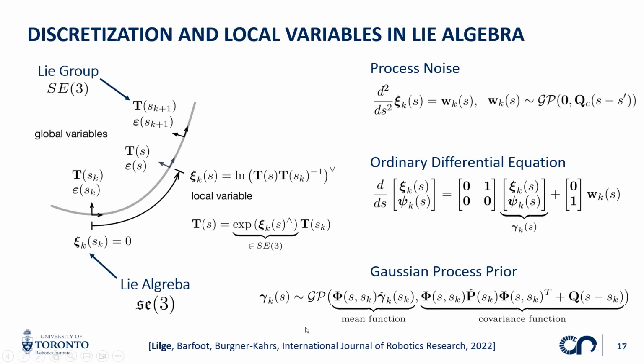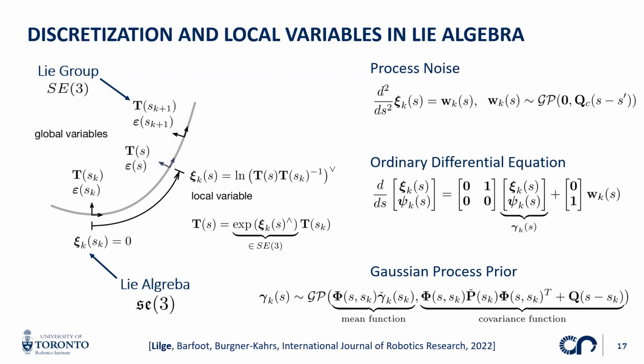So we now have our prior with respect to our state, which is local, with a mean function and covariance function. And in the following, we will solve our state estimation on this local prior, and then afterwards we can, with the usual operations, transform it back into our global variables in the Lie group.